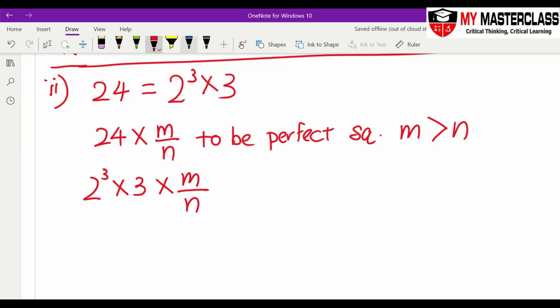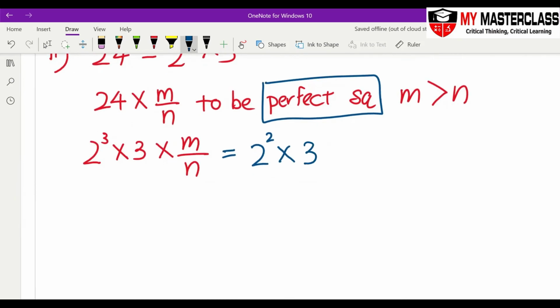To be a perfect square, again, the power must be a multiple of 2, yes? So it must be a perfect square and m must be bigger than n. So in order to be a perfect square, 2 power 3 can either go up to power 4 or go down to power 2. I will write for you first. In your mind, my 2 must go down to power 2, and my 3 must actually increase to power 2.